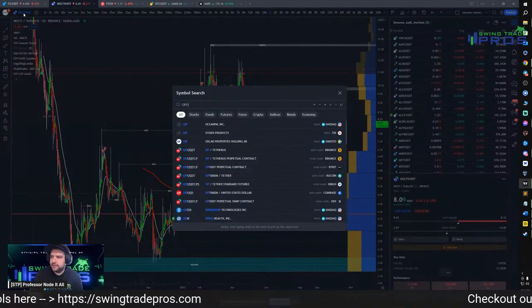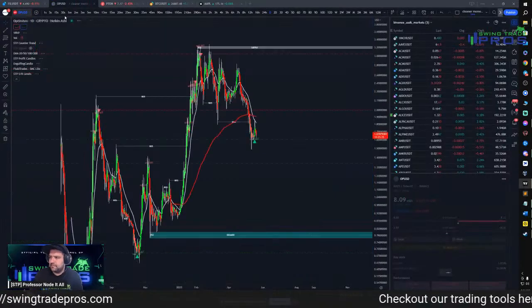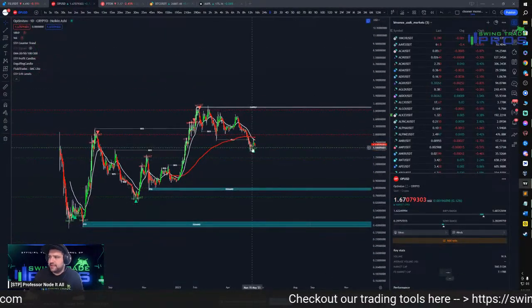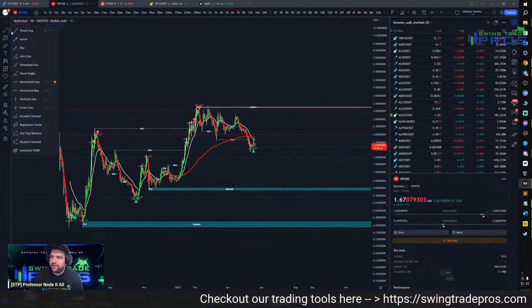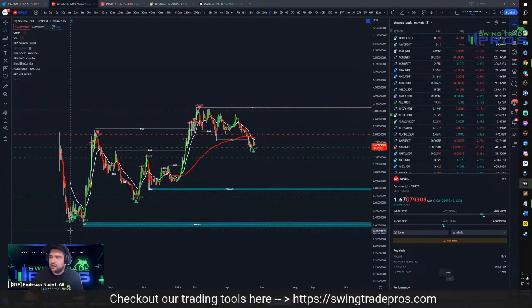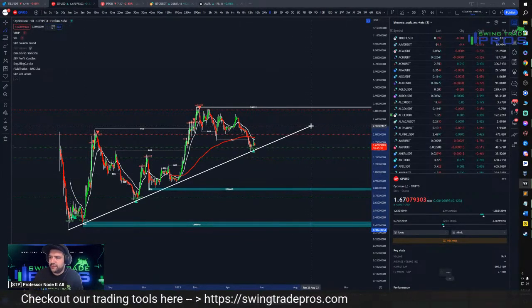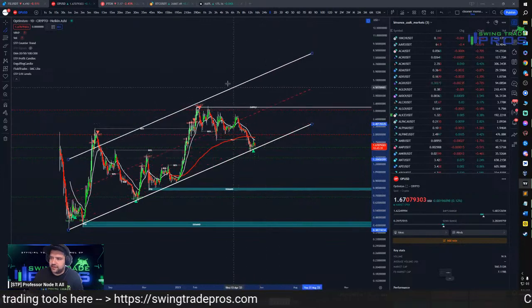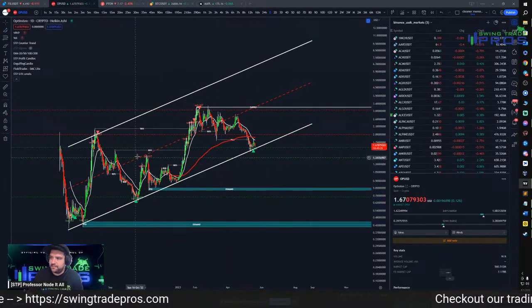So OP, sure, let's take a look at it. OP sitting at a major support level here. We identified this the other day. All right, major support, major structure that it's in this channel up.